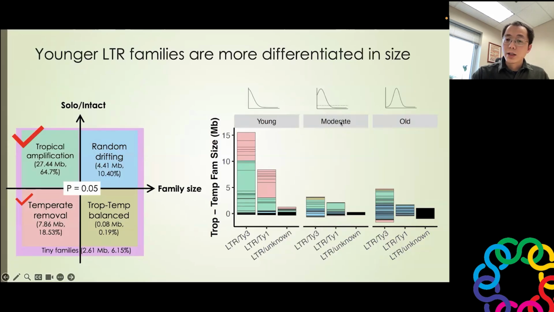So in those moderately old, the contribution coming from amplification families is still some, but not a lot. And for the old ones, the contributions start coming from these blue random drifting families. So it's very interesting. The older they are, the more drifting they are experiencing. So what are the molecular mechanisms driving these differences?